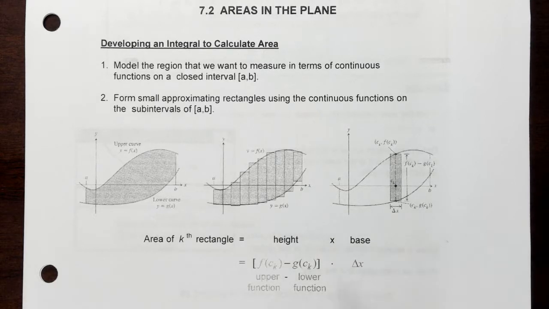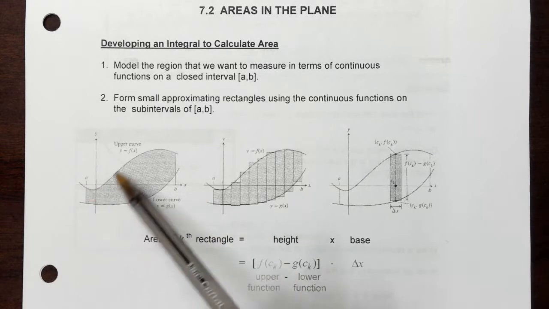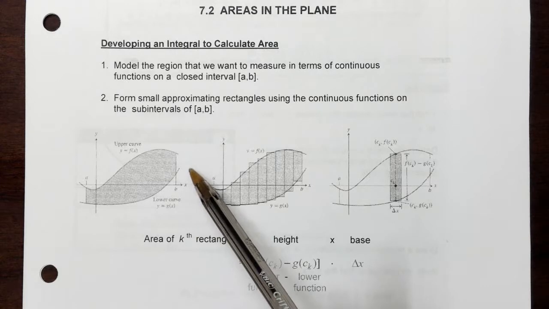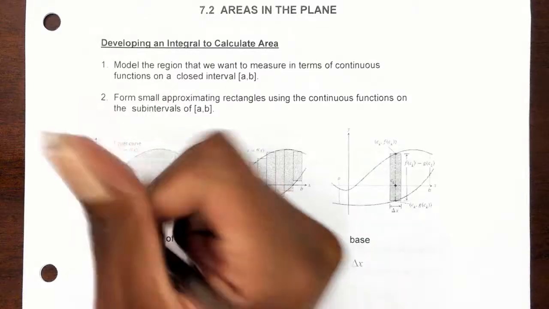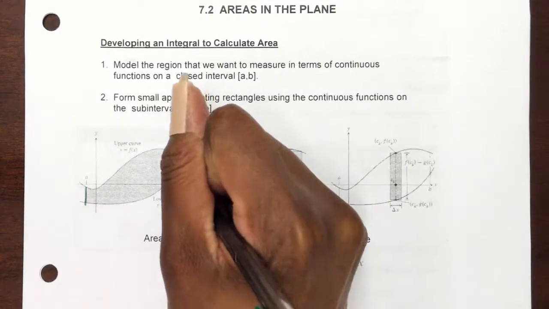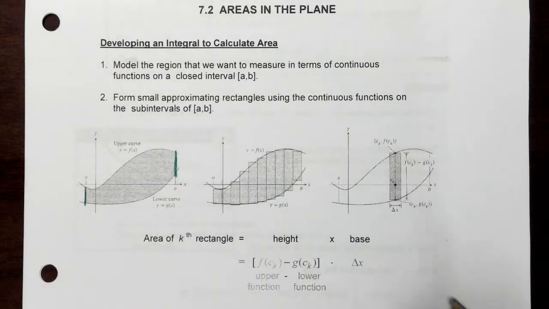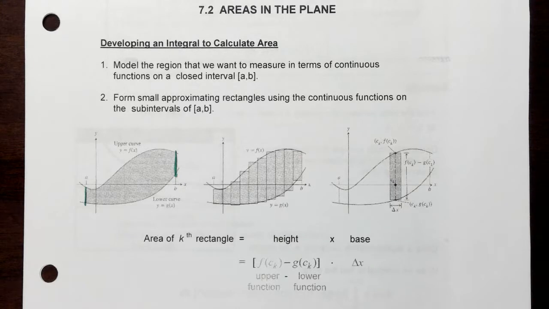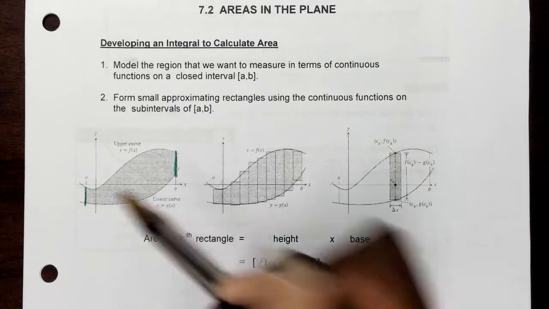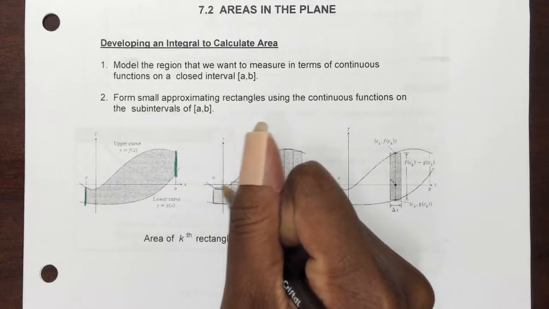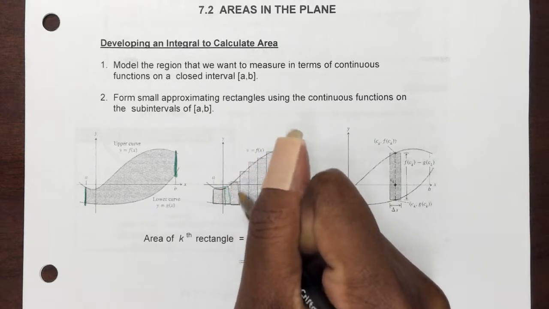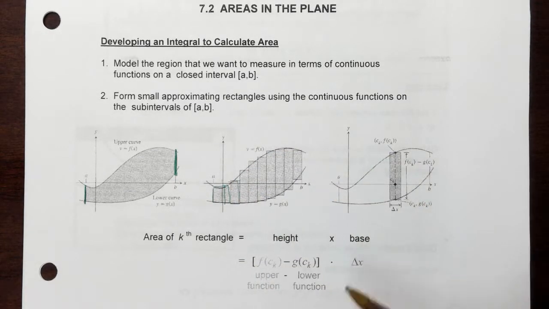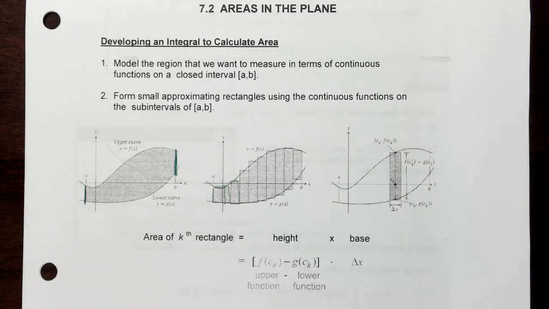So for this example, we have two functions. We have an upper curve, which represents one function, and a lower curve, which represents another. We are trying to find the area between these two functions. So we're trying to figure out what this area of the shaded region is. And to do that, we're going to split that shaded region into smaller rectangles to figure out what the areas of those rectangles are and then add them all together.